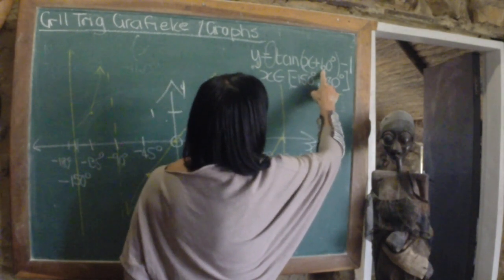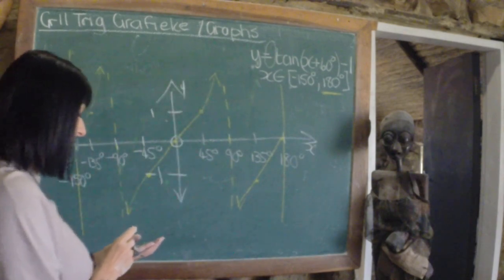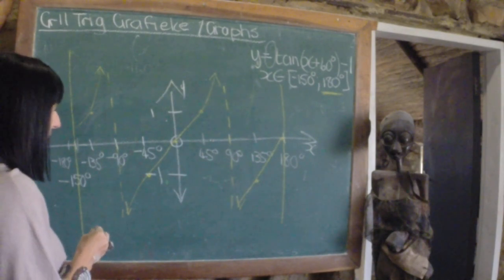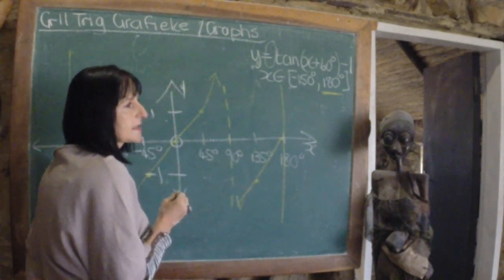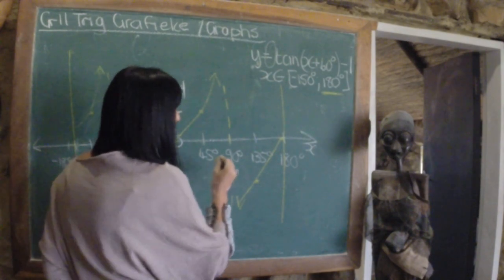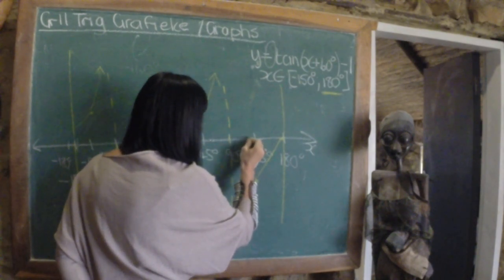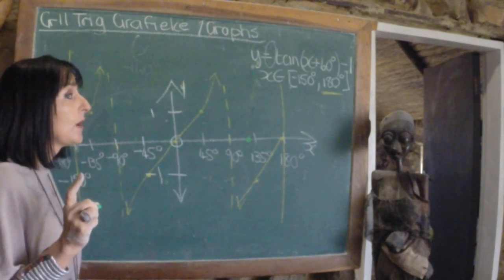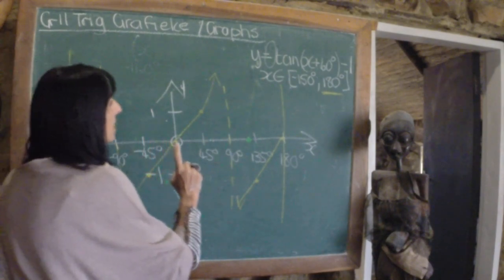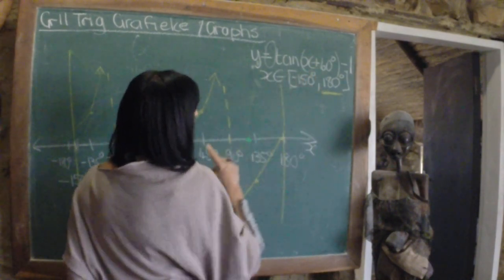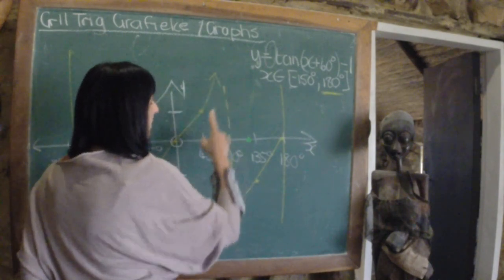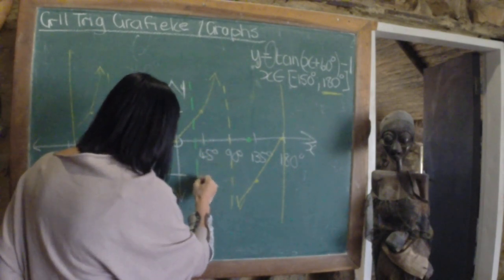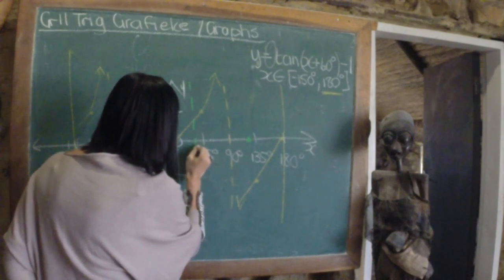Hy het 60 grade na links geskuif. So let's take all the points and we move it 60 degrees to the left. So 180 minus 60 gives me 120, approximately there. Okay, before we do that, actually, we must first move the asymptotes. So as my grafiek 60 grade na links skuif, moet hierdie asymptote ook 60 grade na links. So my nuwe asymptoot gaan hierso lê by 30 grade.